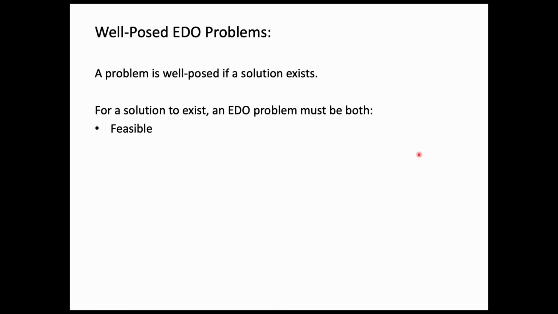The problem needs to be feasible. That means there needs to be at least one point that satisfies all of the constraints simultaneously. And second, the problem must be bounded. In this lecture, we're going to delve into a little bit more detail regarding what we mean by a bounded problem.